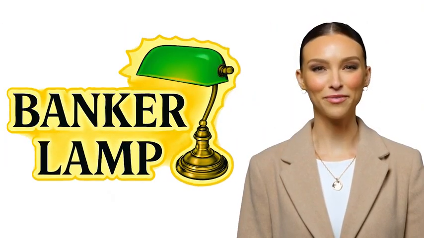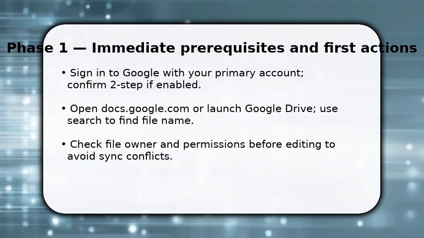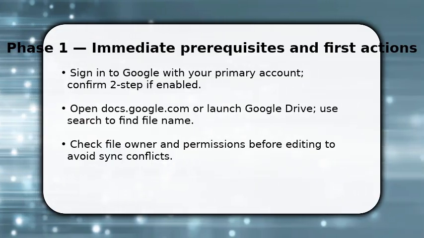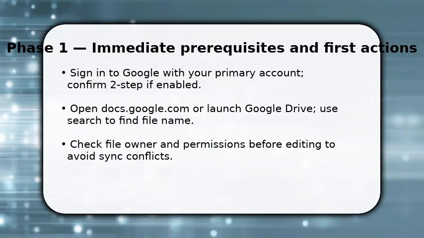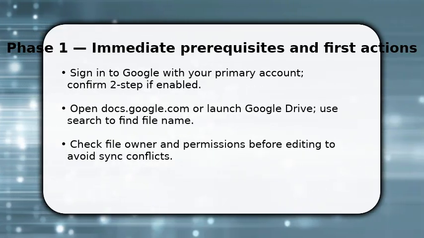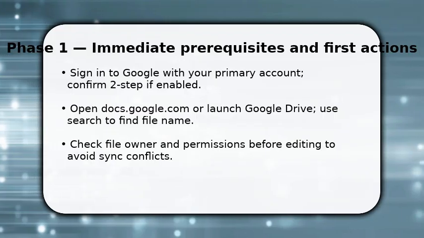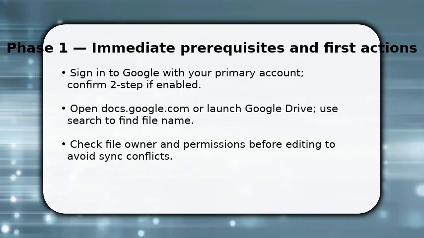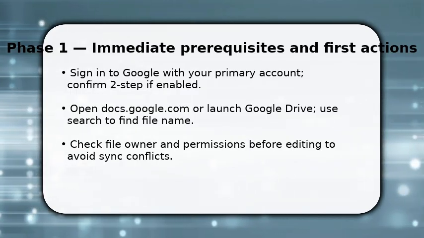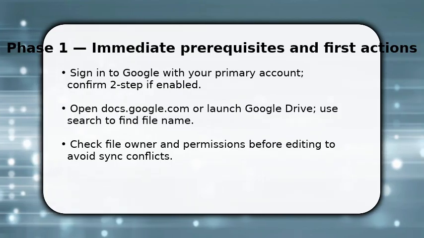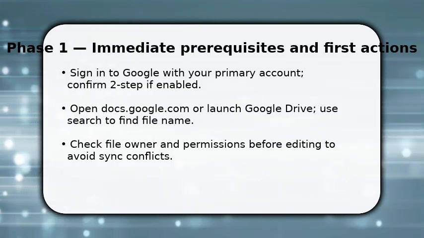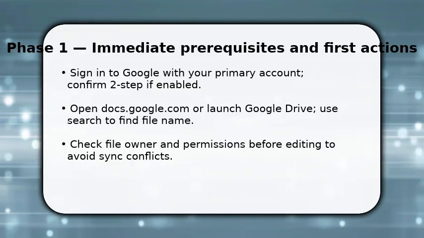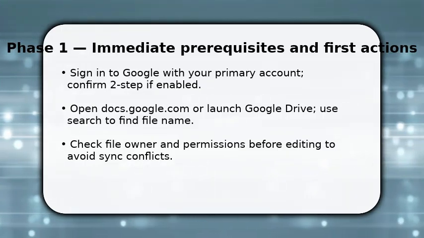Please enjoy the video. You start by signing into Google on your laptop, make sure you're in the correct account, and complete two-step if prompted. Once signed in, open docs.google.com or Drive, then type the document name into the search box and press Enter. If the file is shared, verify your permission level so you can edit, otherwise request access now. This reduces interruptions later and ensures changes sync correctly, so you can begin editing immediately and avoid version headaches.